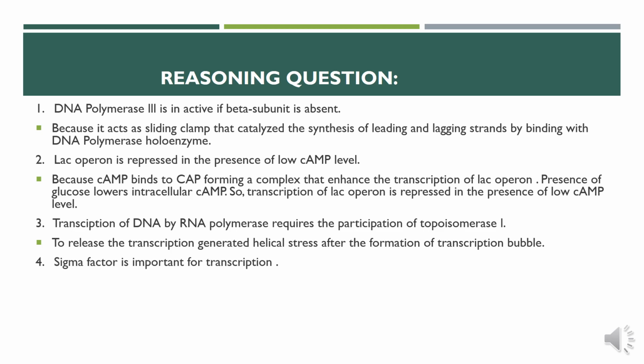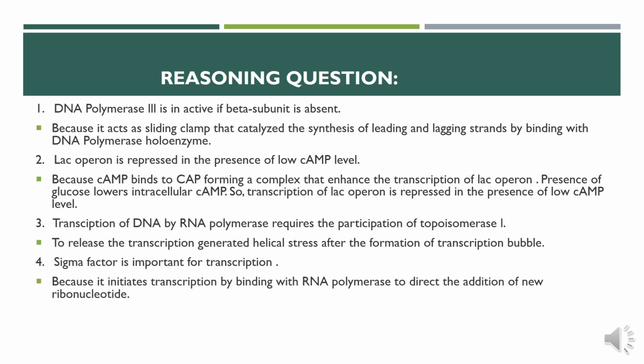Number 4. Sigma factor is important for transcription. Answer is that sigma factor initiates transcription by binding with RNA polymerase to direct the addition of new ribonucleotide.